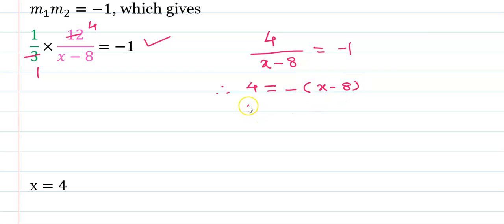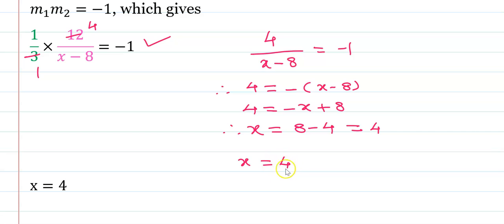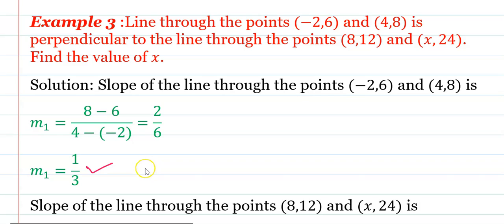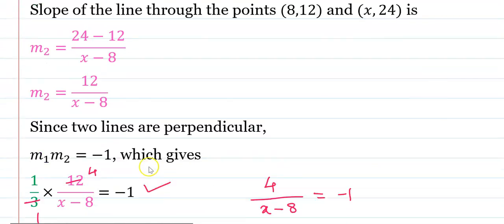And therefore 4 is equal to minus in bracket x minus 8, and therefore 4 is equal to minus x plus 8, and therefore x is equal to 8 minus 4, and that is equal to 4. Therefore we have the value x is equal to 4. Okay. This way we can find out the value of x.